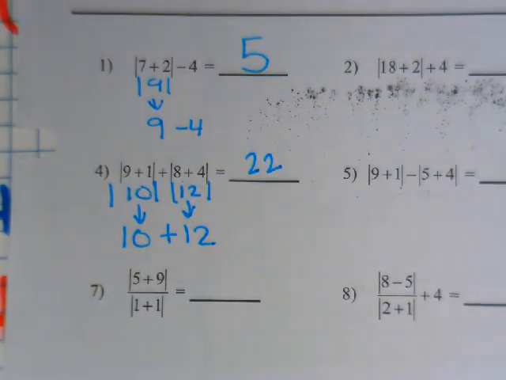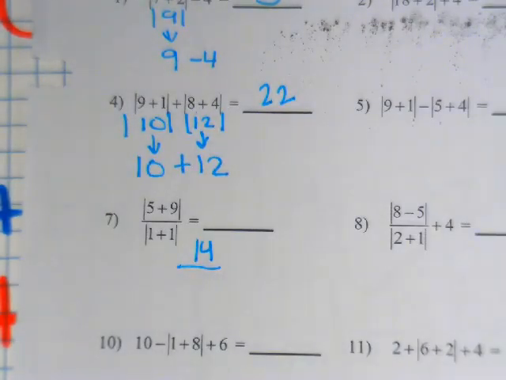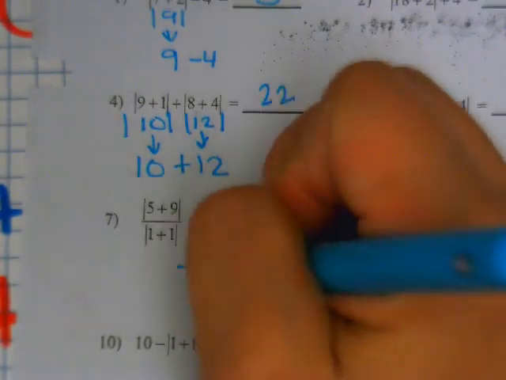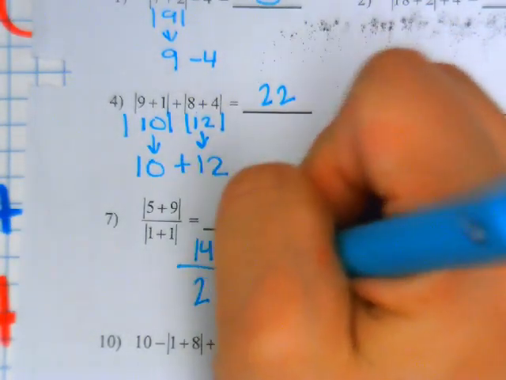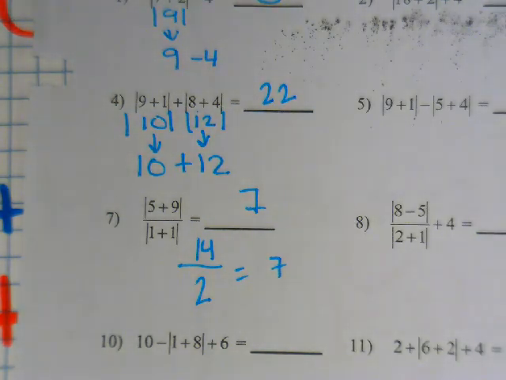All right, number 7. What kind of problem is that overall? A division problem. So we first have to do what's on top. What's 5 plus 9 in the bars? 14. What's the absolute value of 14? 14. 1 plus 1? 2. Absolute value of 2 is just 2. So we have just 7. It looks hard, right? Definitely looks like a complicated problem. But then when you do the math, it's actually really easy.